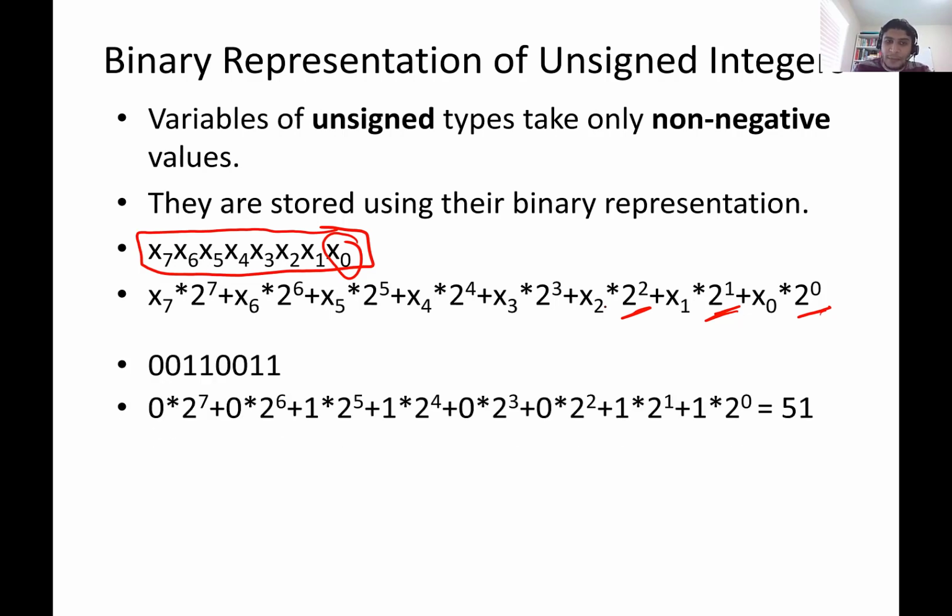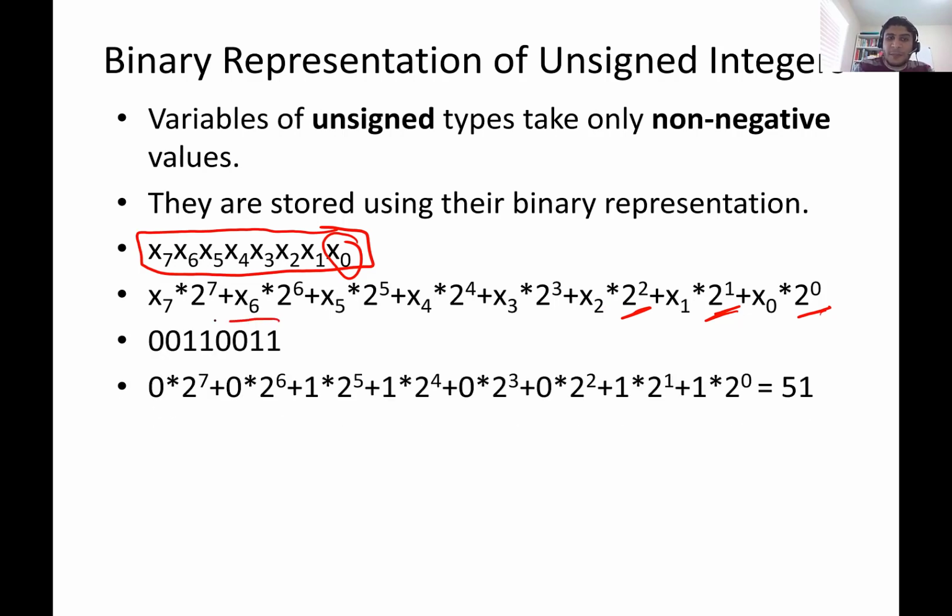So if we have one example, if this is the binary representation of a certain number, how do we obtain the equivalent decimal value, which is 51 here? I would take the first bit, 1, multiply it by 2 to the power 0, then the second one by 2 to the power 1, 2 to the power 2, and the last one by 2 to the power 7, add all of this together, and this gives me the decimal representation, right?